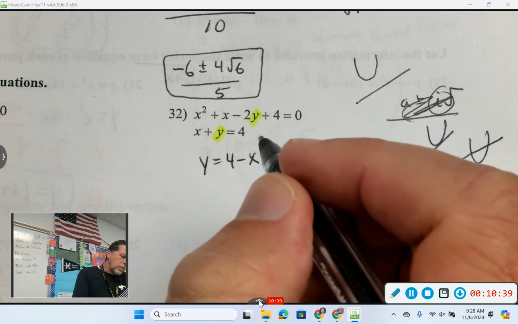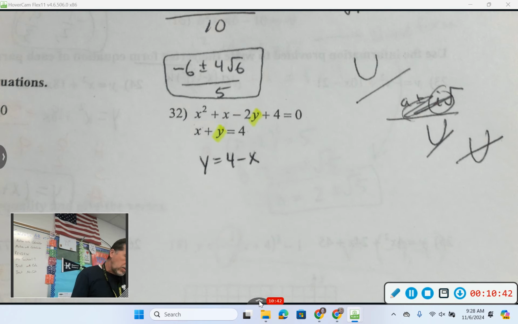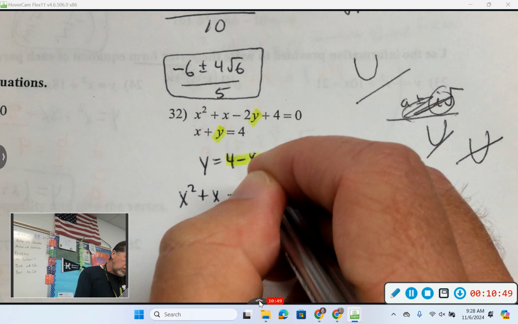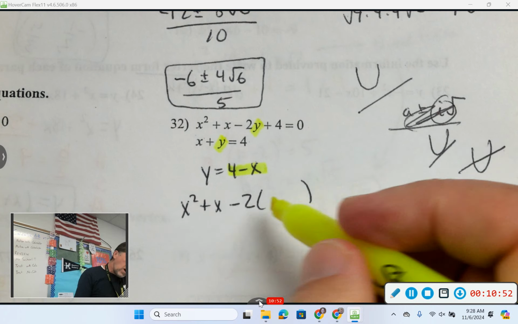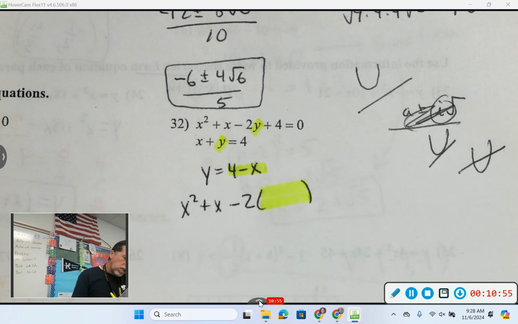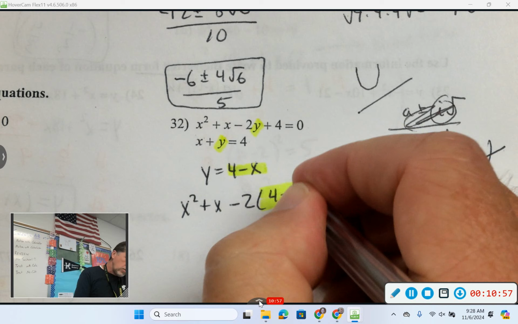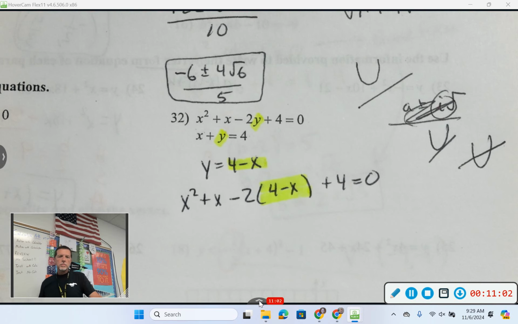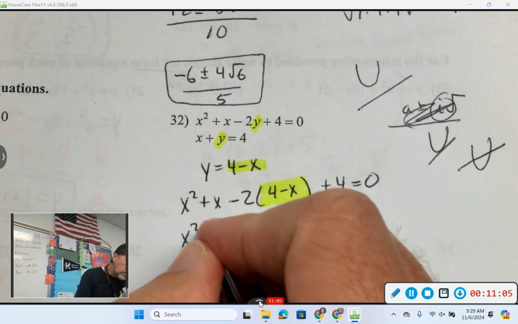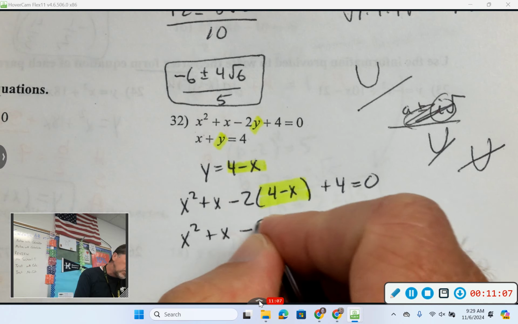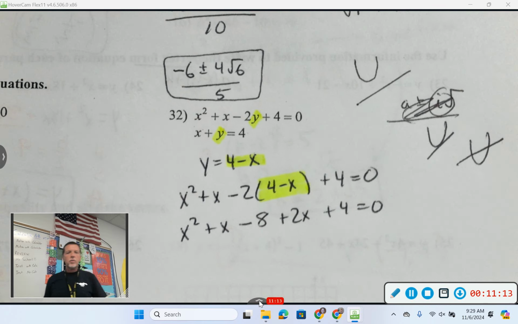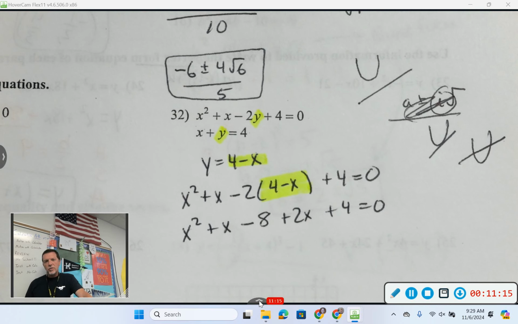So y equals 4 minus x. That means 4 minus x goes in for y in the first equation. X squared plus x minus 2 times y, 4 minus x, plus 4 equals 0. Okay, x squared plus x. Careful with the minus 2. Make sure it distributes. So x squared plus x minus 8 plus 2x plus 4 equals 0.